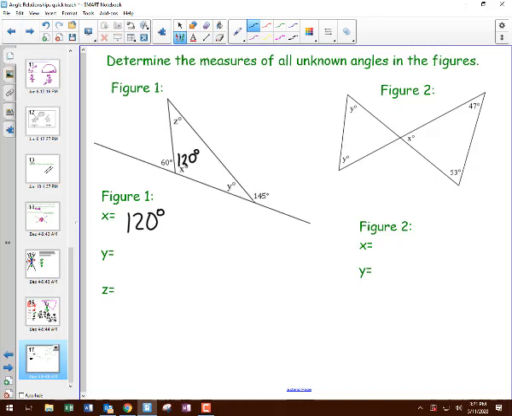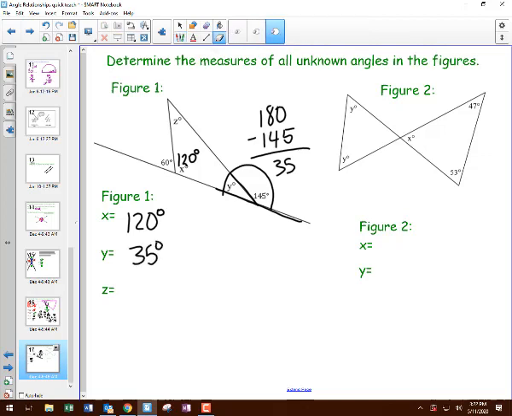All right, let's look at y here. Now, here again, I see a straight angle with two angles coming off of it. Remember, that's the half circle. So we can go 180 minus 145, and that's going to give us 35. So y is going to equal 35. Clean this up again.